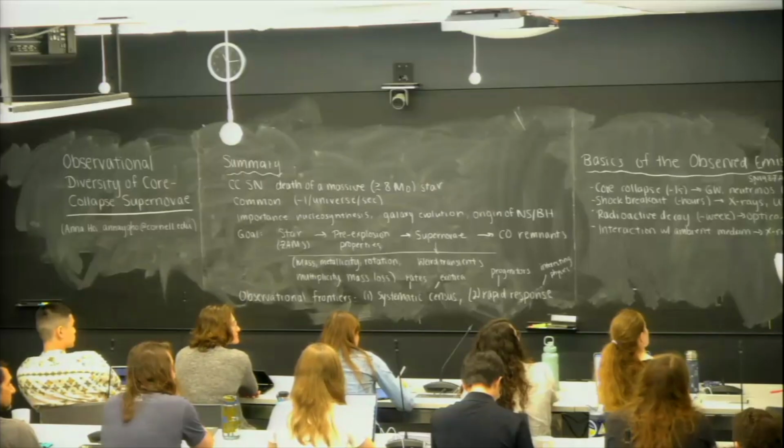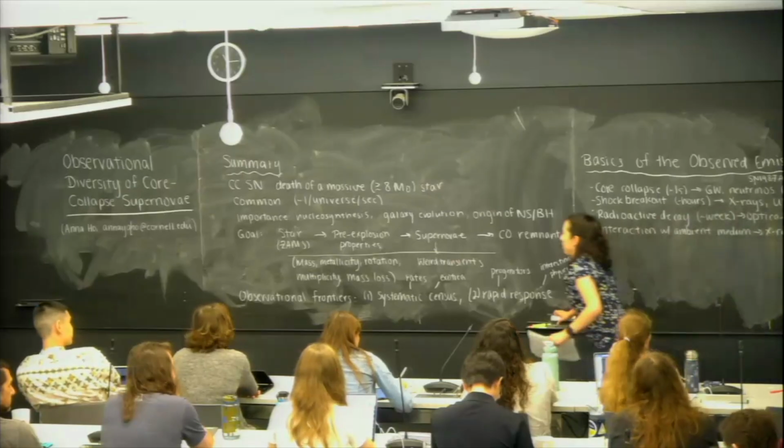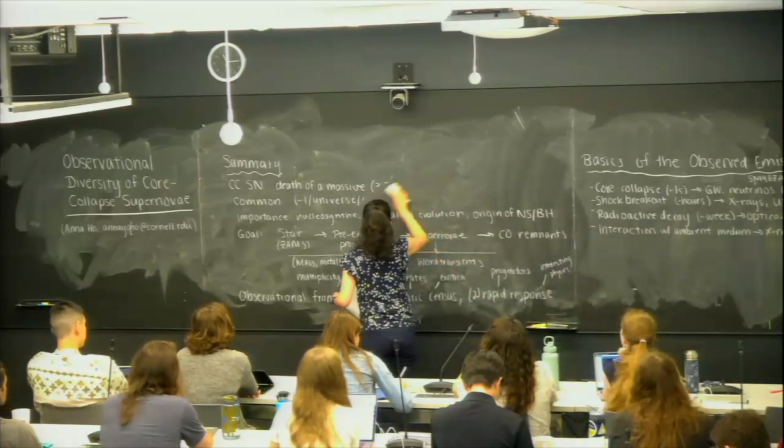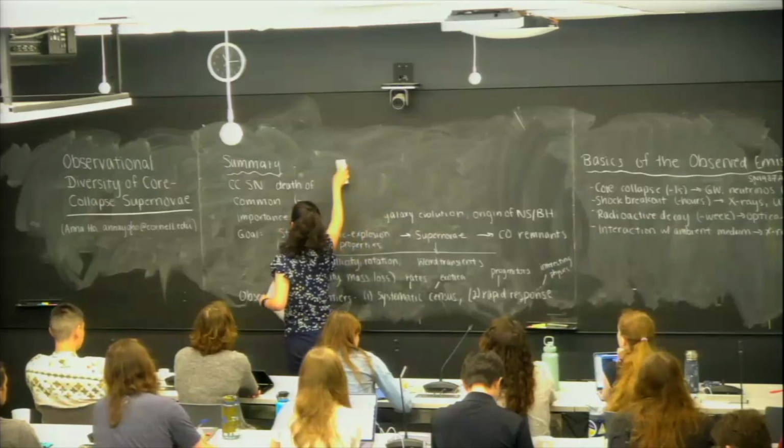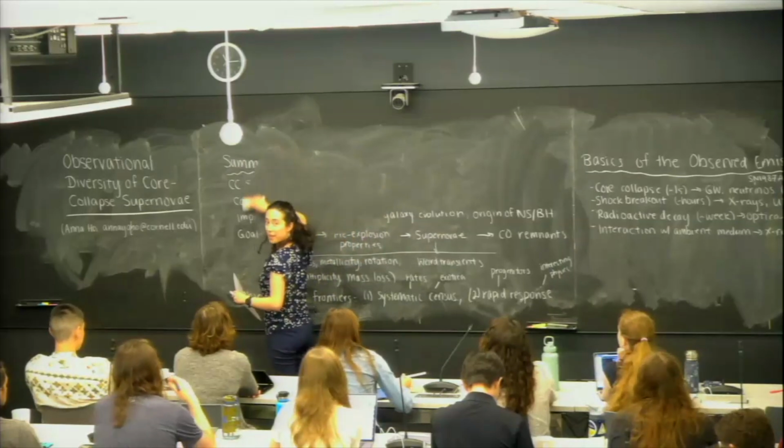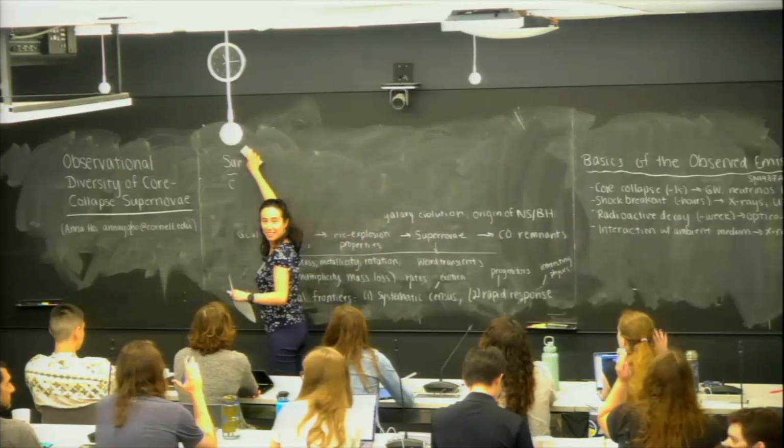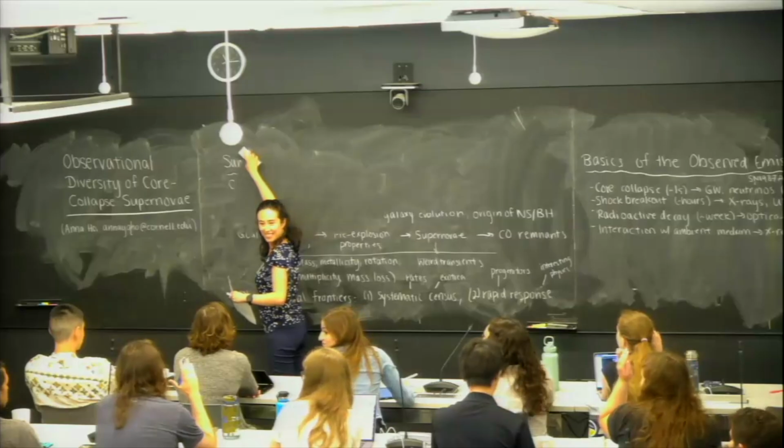Any other questions? Okay. We'll talk about classification. Has anyone here done spectroscopic classification typing of core collapse supernovae? SNID? Yeah.